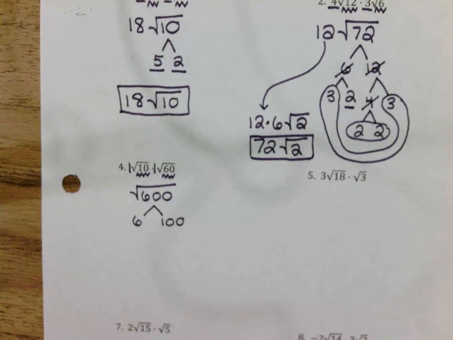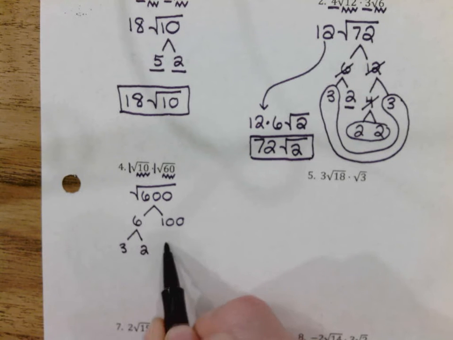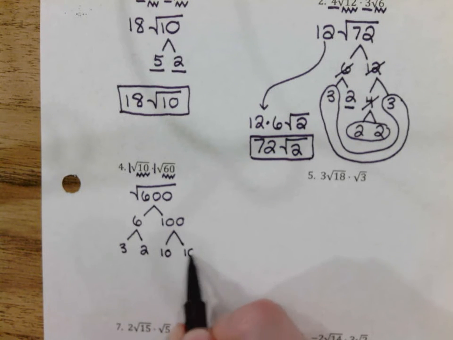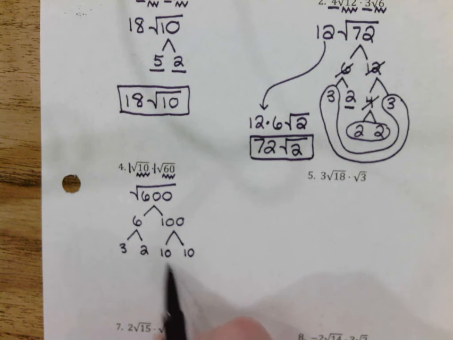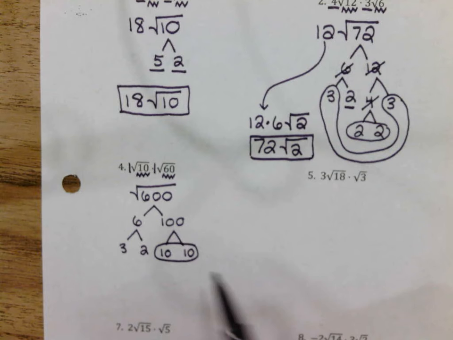Or you could have done 30 and 20. A lot of different ones. Let's see, the 6, I can do 3 and 2. The 100, I could really use 10 and 10. And I could keep going on the 10s, or since I have a pair, I can stop right here and circle that pair. If you decide to keep going on them, you'll still get the same answer, but this is just a shortcut. Once you have a pair, you can just circle them and stop.